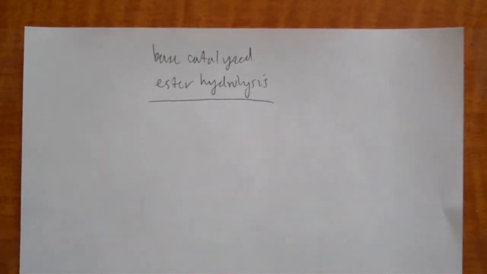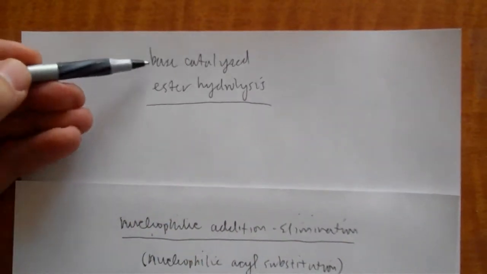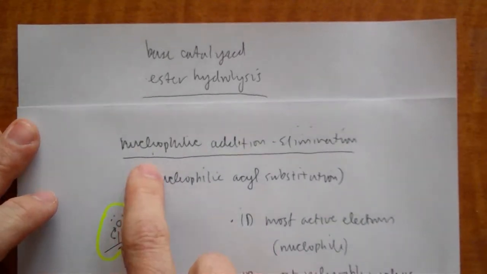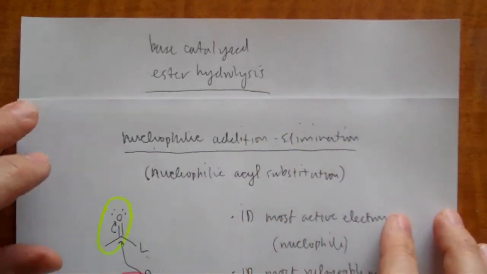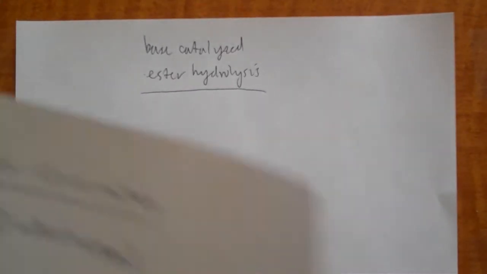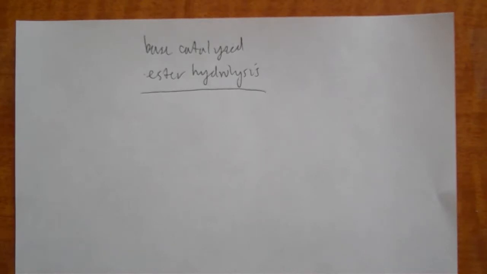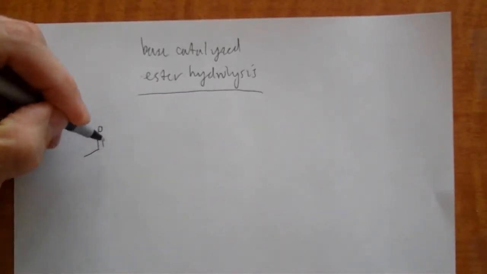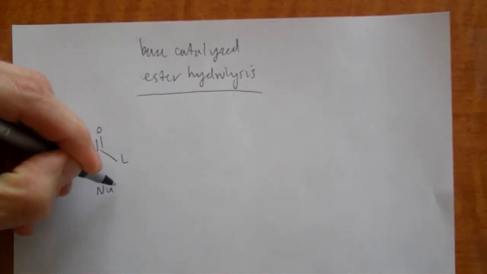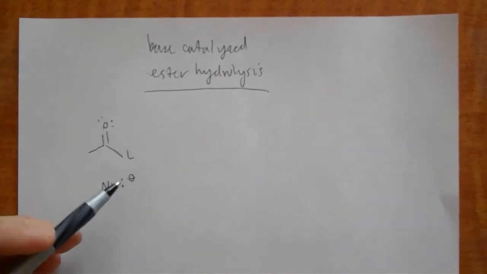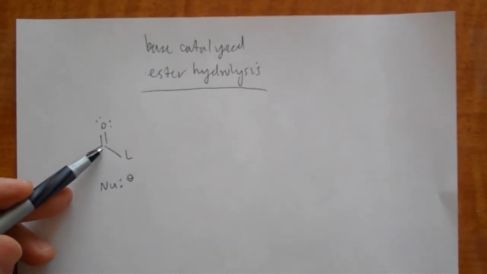Okay, so we're doing base-catalyzed ester hydrolysis, and here's another example of nucleophilic addition-elimination, nucleophilic acyl substitution. So let me remind you, with nucleophilic addition-elimination, the general mechanism is this, and this needs to be in your heart, right? Leaving group, nucleophile, target.